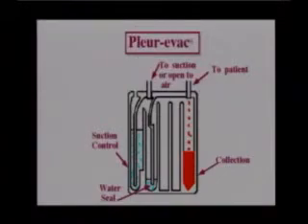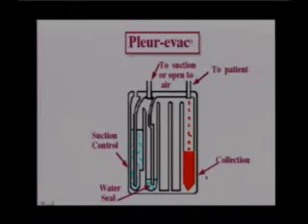Now, the actual use of physical bottles is really quite old-fashioned. You'll see it used occasionally in some places, but most people are using a portable water seal drainage system. And that looks something like what you see on the screen now. This is really 3-bottle drainage. It's simply in a plastic case.